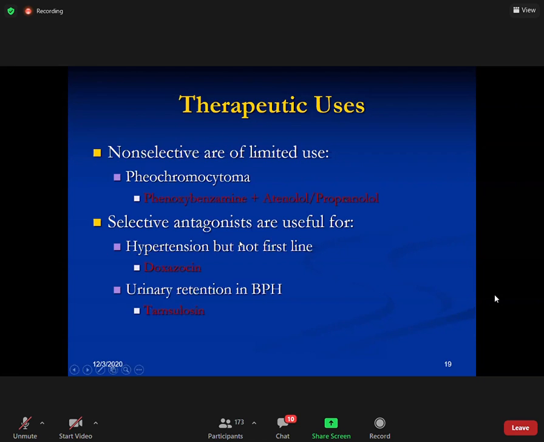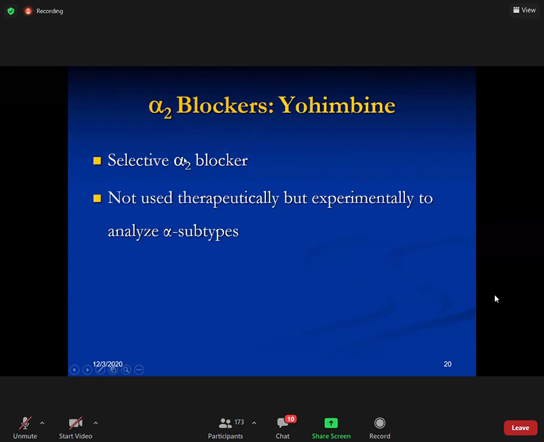Selective antagonists are useful for hypertension, but not first line. Doxazosin: I told you there are many medications for blood pressure safer than doxazosin. Urinary retention, yes, they will use tamsulosin. Yohimbine is an alpha-2 blocker, not used therapeutically, but experimentally to analyze alpha subtypes. Usually, we don't use it.